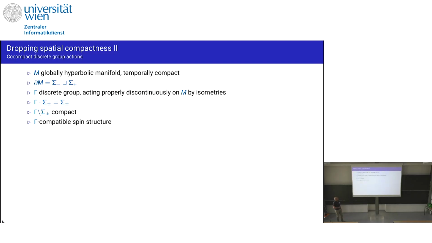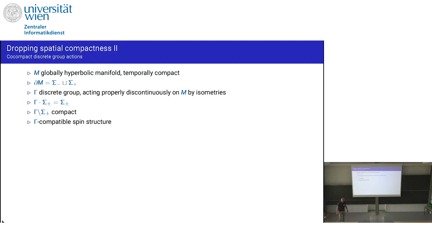And here's another way to drop spatial compactness. It's very different. And in this case, we look at operators which are not Fredholm actually, in the conventional sense, but we broaden our concept of Fredholmness. And this works as follows. So we have, again, a globally hyperbolic manifold, still temporally compact, but the Cauchy surfaces are no longer compact. Still, the boundary consists of sigma plus and sigma minus.